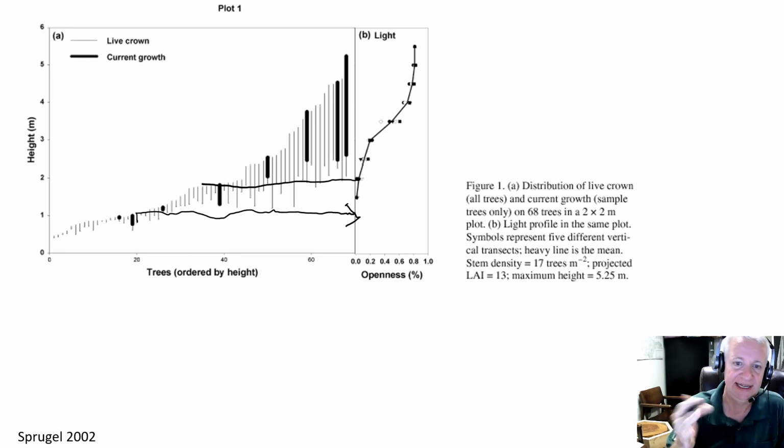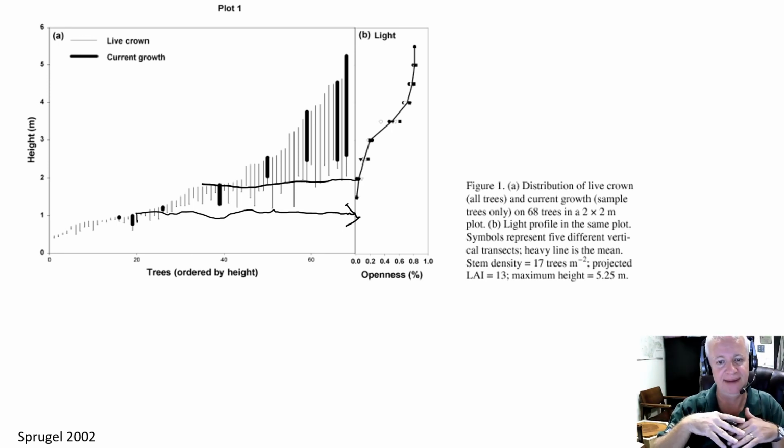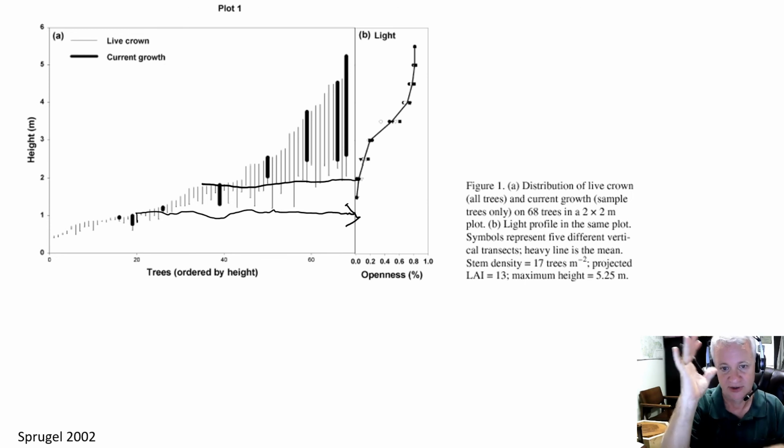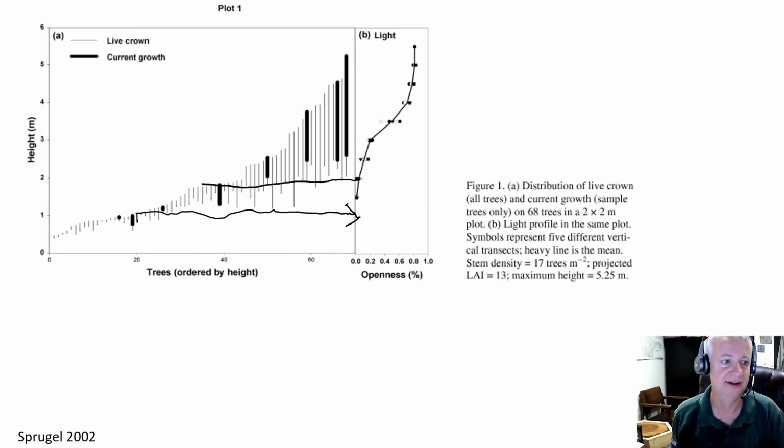So really neat, I think, example showing the interplay between light and the within individual trade-offs that exist with regard to carbon balance and the allocation of resources.